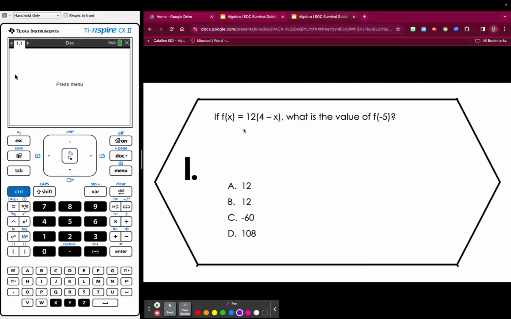So let's go ahead and get into number 1. It says if f of x equals 12 times 4 minus x, what is the value of f of negative 5? With this problem, I'm going to show you 3 different ways to solve it. The first is going to be algebraically.